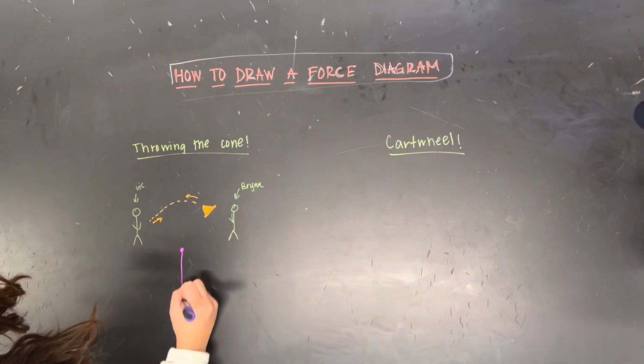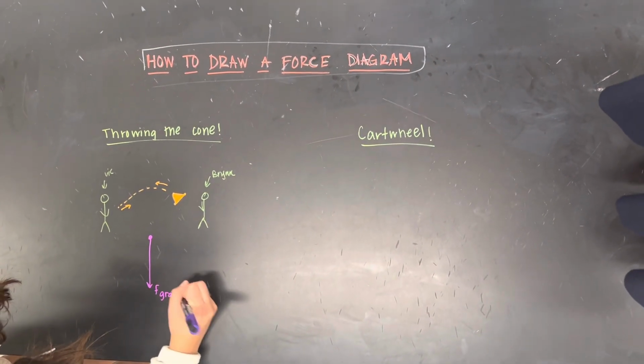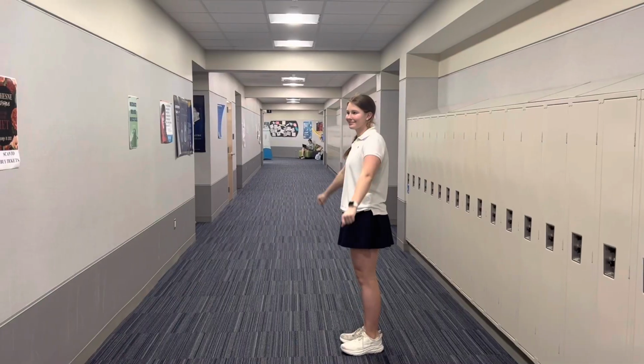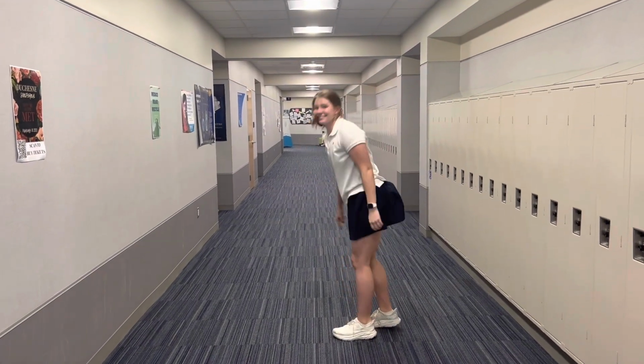While Victoria and I are throwing the cone, when it's in the air, the only force acting on it is gravity, making it an unbalanced force. In the scenario of Brynn jumping, the only force that acts upon her when she is in the air is the force of gravity, therefore causing her to fall to the ground.